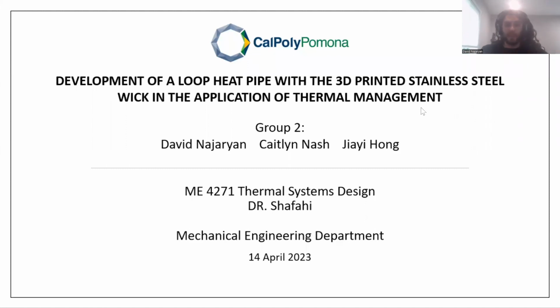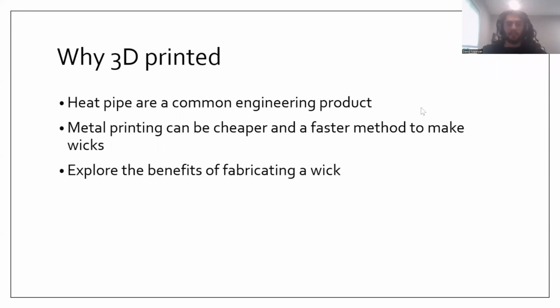Today we'll be looking at our paper. Starting off, the paper was using stainless steel 3D printed wicks. The paper acknowledged that heat pipes are becoming a very common practice in thermal engineering. Metal printing can be cheaper and a faster method to making wicks. The paper mainly explored the benefits of fabricating wicks.